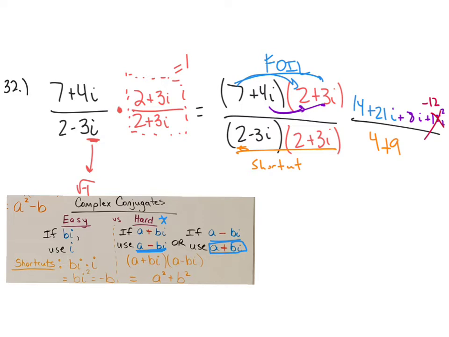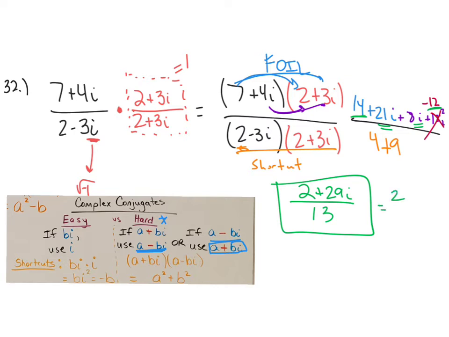And now I just put my real friends with my real friends and my imaginary friends with my imaginary friends. So I'm going to put 14 with minus 12. That's going to turn into 2. Now I'm going to do 21i and 8i together, which is 29i. And the bottom is 13. You could leave it just like that. Sometimes, if you go further, like on an ACT, they actually like to split the fraction. So they make it 2 over 13 plus 29 over 13i.